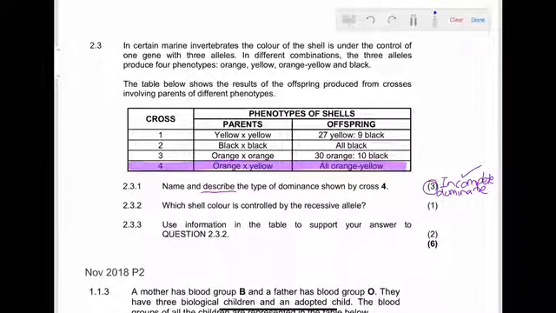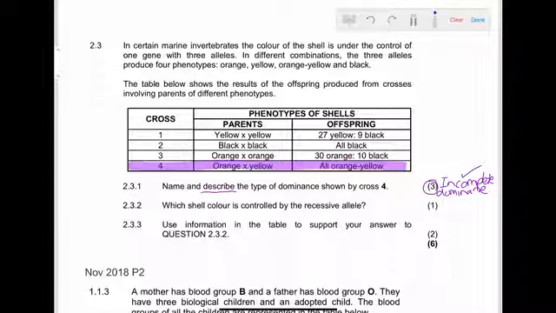And the way you would describe it is to say, both alleles orange and yellow are dominant, and when present as a heterozygous combination in the offspring, they produce an intermediate phenotype, or a blended phenotype, orange-yellow. That would get you your other 2 marks.